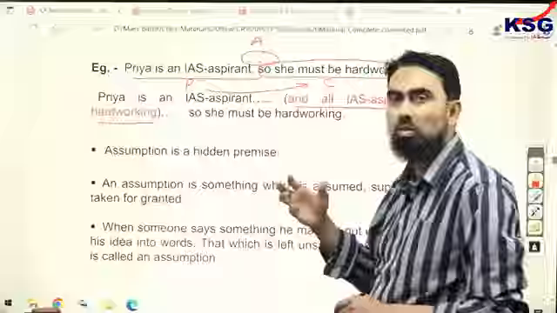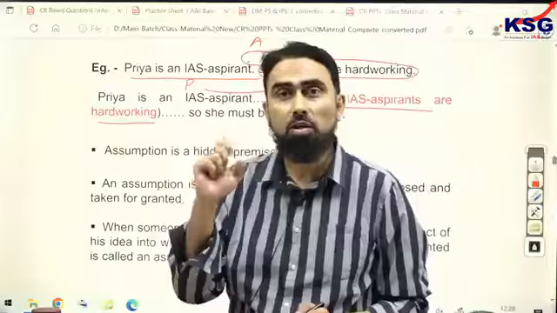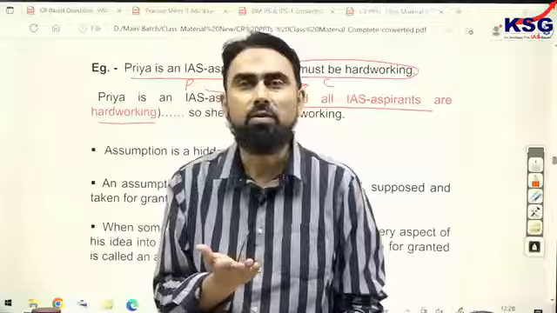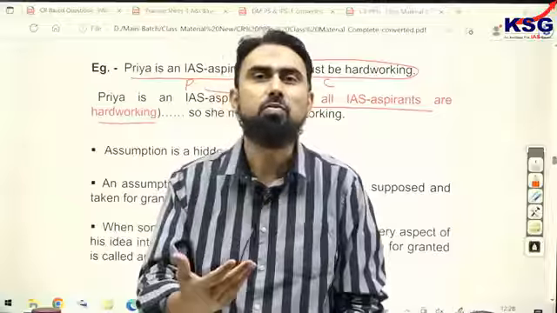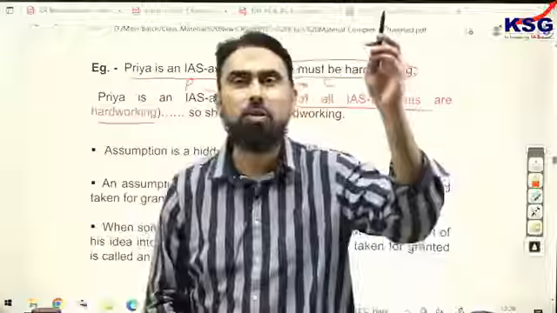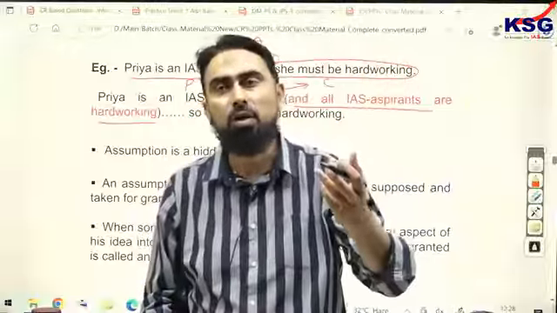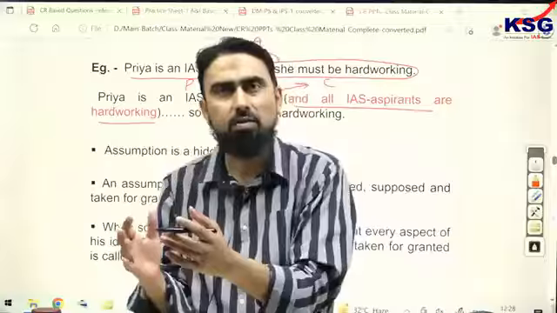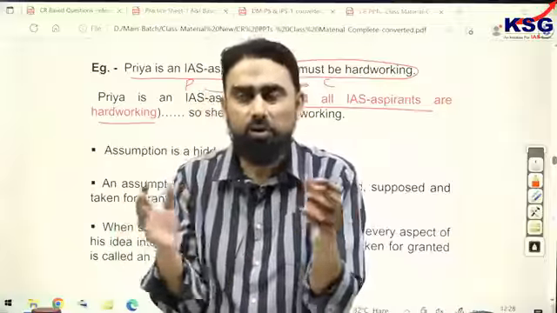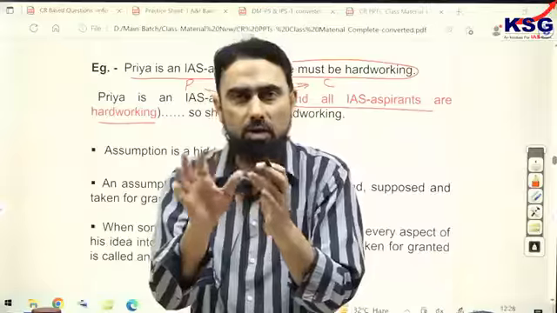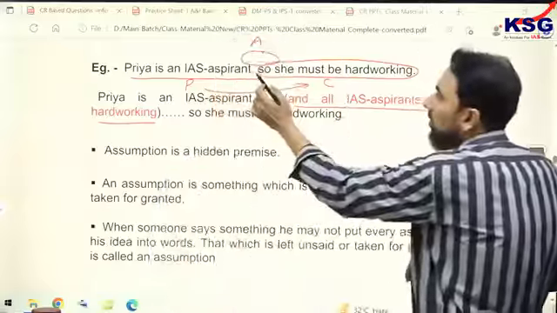So assumption is the author's belief. You are not going to find out your own assumption. It's not like inference. Inference is your own deduction from the given information. Assumption is something the author believes in. And how do you find it? From the argument he writes, the conclusion and the premises, we try to find out the missing link that he has left. There is a missing link here, right?